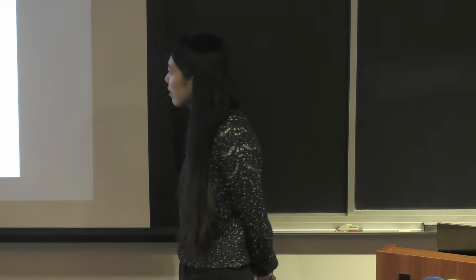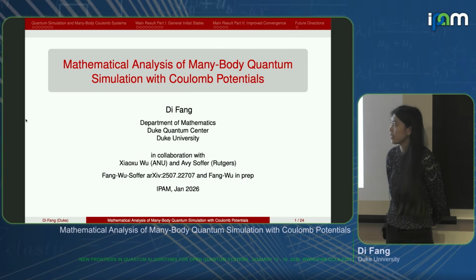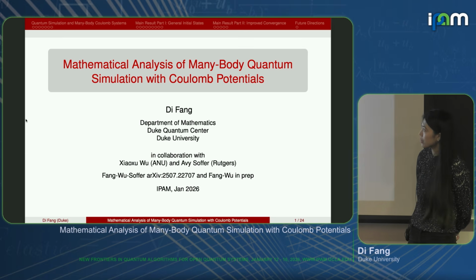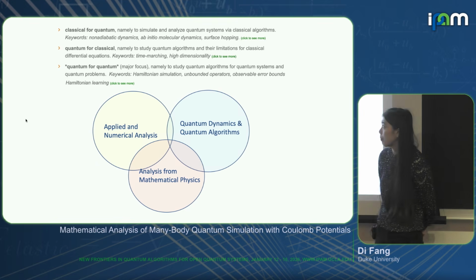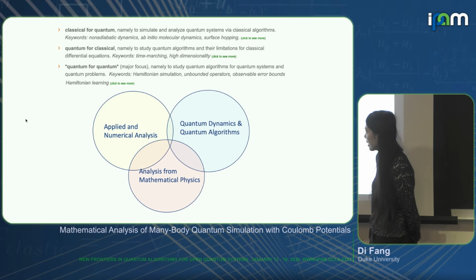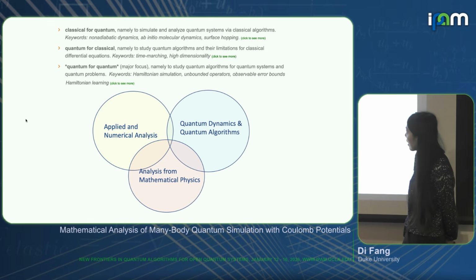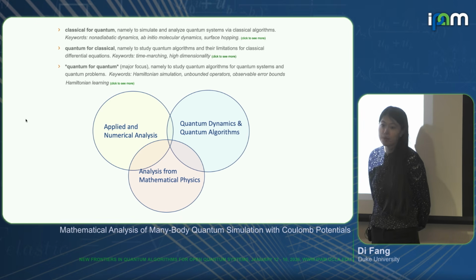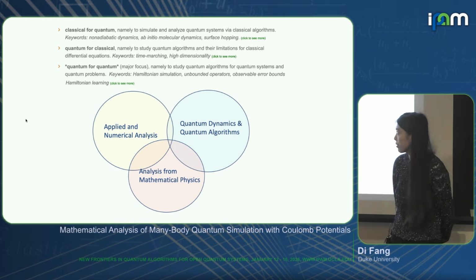I will base my talk on these two works in collaboration with Xiaoxi Wu from Australian National University and A. V. Soffer from Rutgers University. Just a little bit about myself. I work on applied and numerical analysis. I also use some analysis tools from mathematical physics, say functional analysis and semi-classical analysis, and I prove theorems regarding quantum dynamics or quantum algorithms. The talk today is an example of what I do.